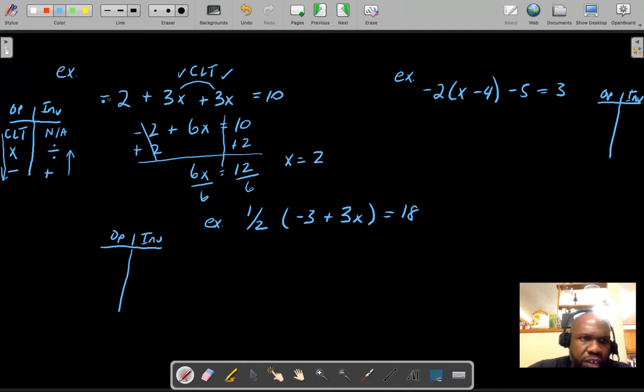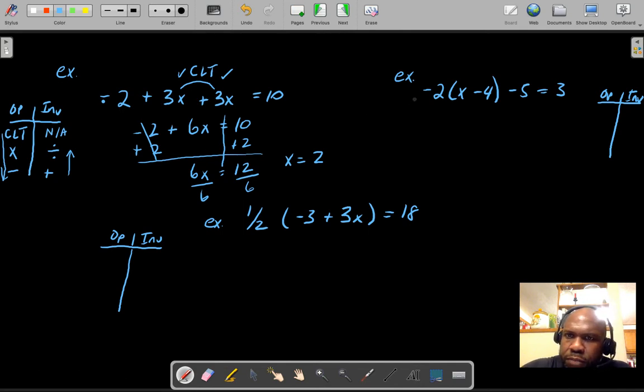So again, CLT, which has no inverse, then multiply, and then subtract. Go the opposite way for the inverse: add, divide. Not applicable for combining like terms, there's no inverse for that. Okay, that's it. So that would be the answer.